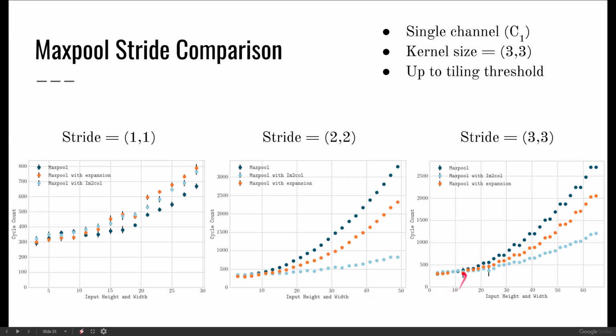And over here we have the straight opposite, which is a stride of 3 by 3. When you have a stride of the same size as the kernel, you have no overlap. So here Im2col is just changing the layout of the data, with no duplication of data. And here again we see something similar to what we saw with the 2 by 2. Maxpool is the worst, Maxpool with expansion stays in the middle, and with Im2col is the fastest version.